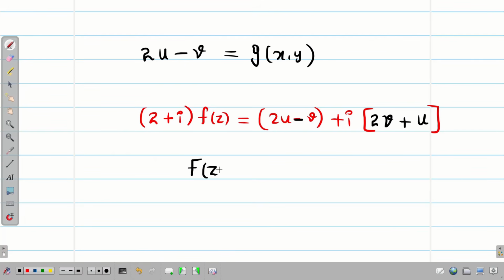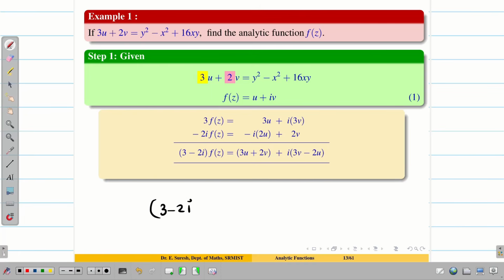And then we can take this as capital F of z is equal to capital U plus i into capital V. Since 3 minus 2i is analytic and f of z is analytic, the product of two analytic functions is also an analytic function. I am going to assign this as capital F of z. So capital F of z is equal to capital U plus i into capital V, where capital F of z is 3 minus 2i into f of z. Capital U is 3u plus 2v.